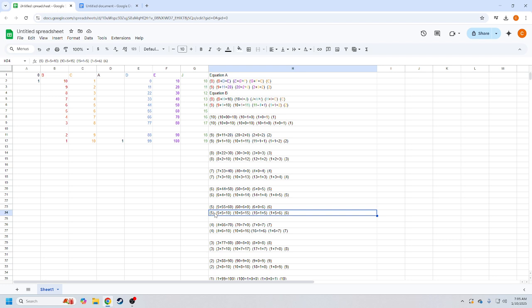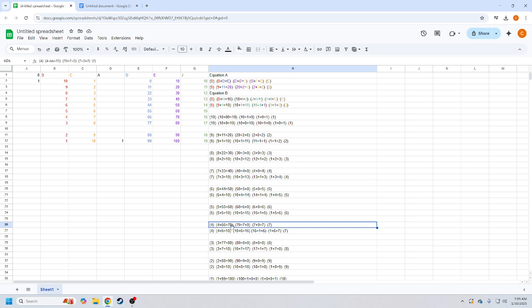Now we're going to do equation B. 5 plus 5 is 10. 10 plus 5 is 15. We intercept 15, it becomes 1 plus 5. 1 plus 5 equals 6. So we started with 5, we got 6 again.